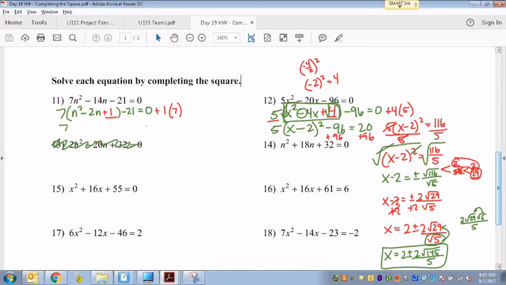Okay. So this becomes 7(n - 1)² - 21 = 0 + 1 times 7, which is going to be 7. Okay? And so you could solve it from there. So that is how you factor out, again, when there's a number in front of the squared term, or a is not 1, how you actually complete the square.